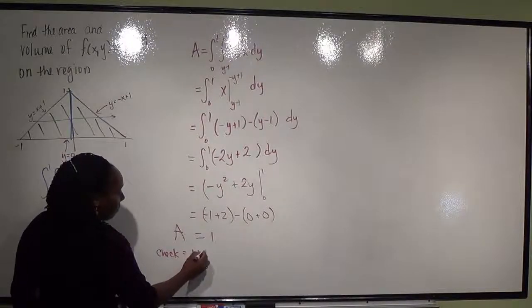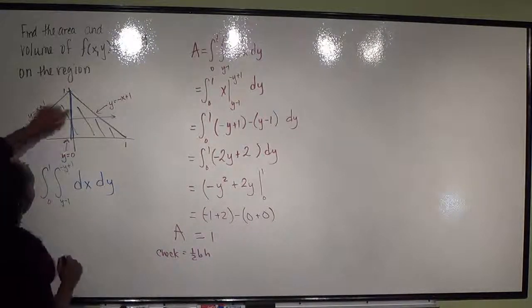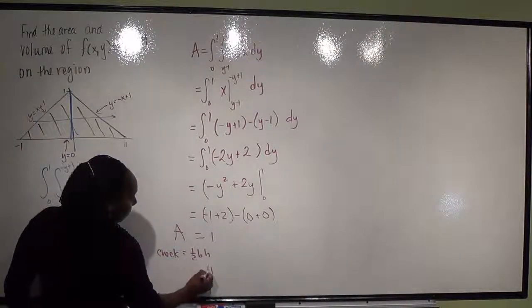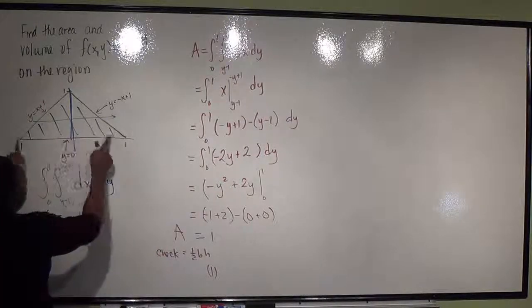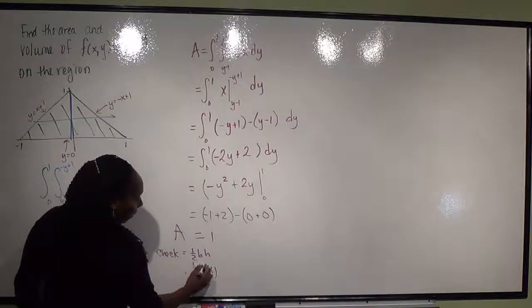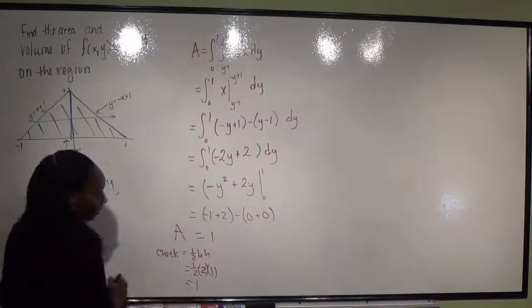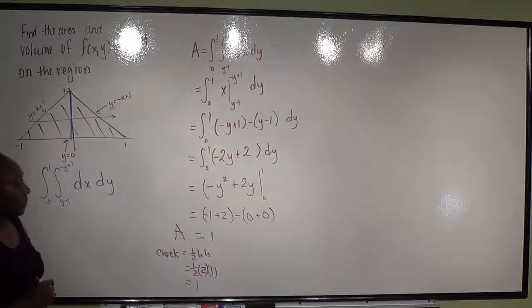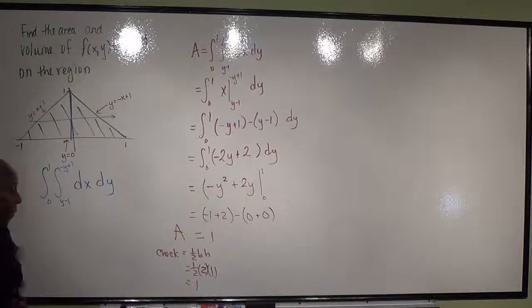1/2 base times height. So my height we know is going to be 1. My base is from -1 to 1, so that's 2. And 1/2 of that we can see is just going to be 1. Okay, so we know we did that right.